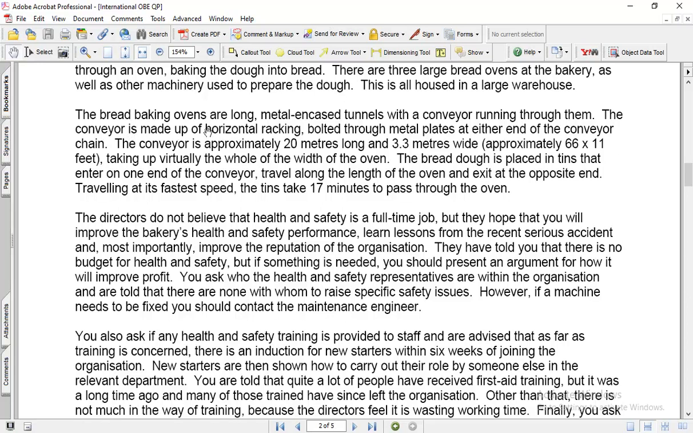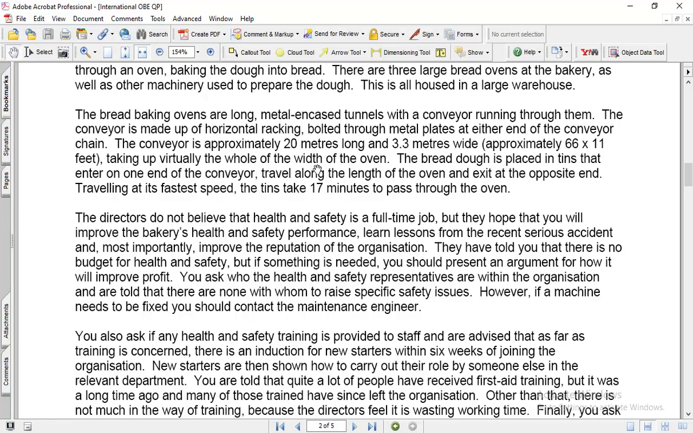Next, the bread making ovens are long metal encased tunnels with a conveyor running through them. The conveyor is made up of horizontal racking bolted through metal plates at either end of the conveyor chain. The conveyor is approximately 20 meters long and 3.3 meters wide, approximately 66 by 11 feet.